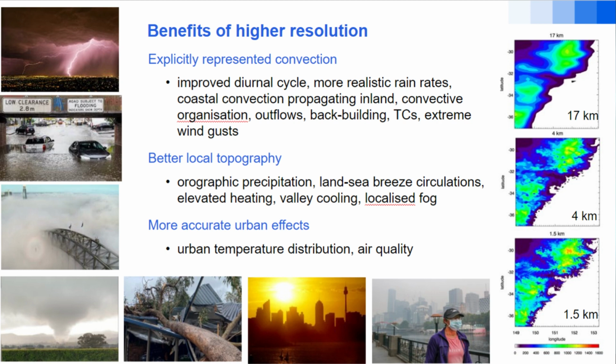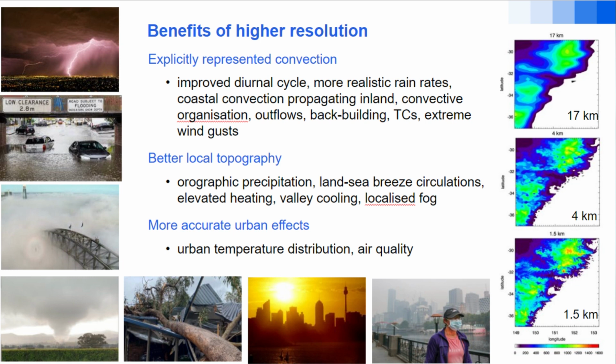So we can turn off the deep convection scheme when we're running at the kilometre scales, and that results in an improved diurnal cycle, more realistic rain rates. We see coastal convection propagating more realistically inland. The model's able to represent convective organisation, outflows, backbuilding, better TCs, and the extreme wind gusts associated with convection.